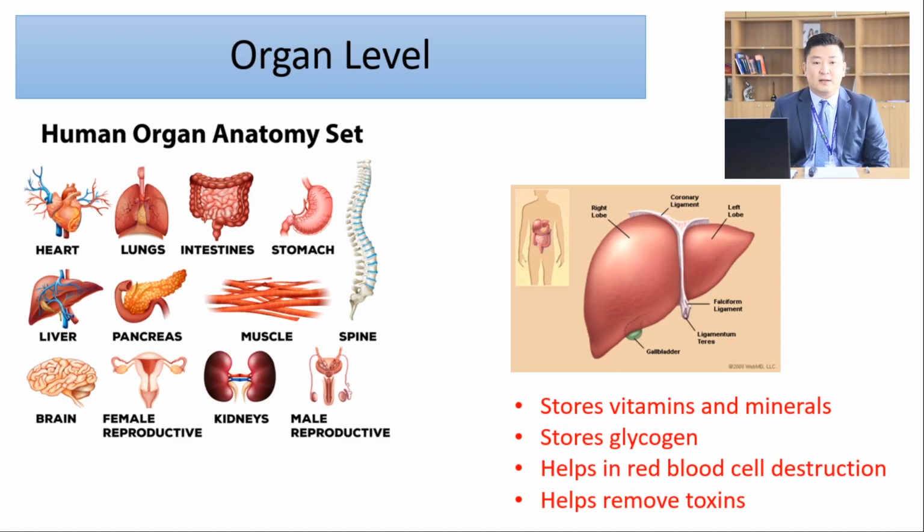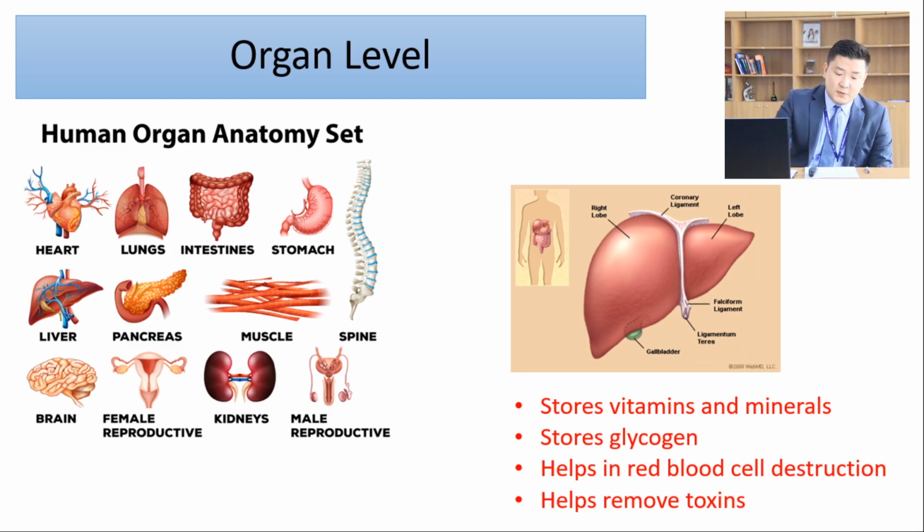Next, we have organ level. Organs are made up of different kinds of tissue that together can perform different functions in the human body. For example, the heart is made up of cardiac muscle tissue and nervous tissue.